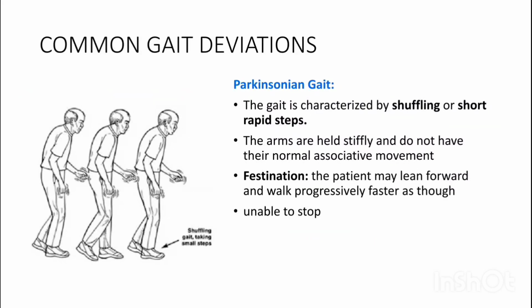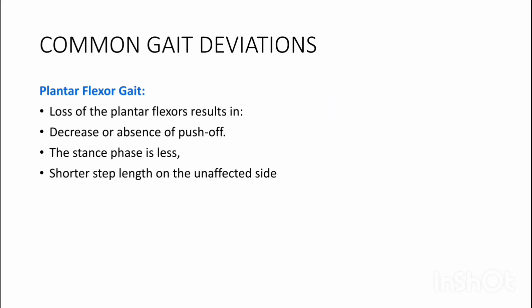Next is the Parkinsonian gait, commonly seen in Parkinson's disease. This gait is characterized by shuffling or short rapid steps, also known as the shuffling gait. The arms are held stiffly and do not move with normal associative movement. Festinating gait is also another name for this gait, as the patient may lean forward and walk progressively faster as though unable to stop.